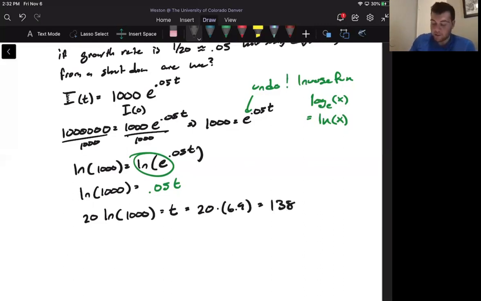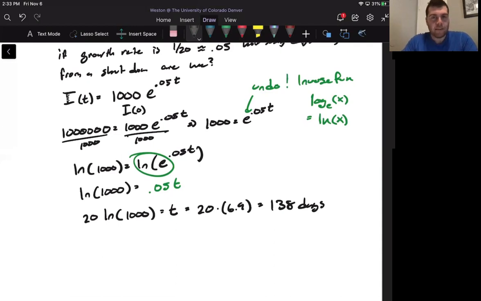And so we get 138, which is actually kind of fast, because 1,000,000 is 1,000 times bigger than 1,000. So it only takes 138, this would be days, for our infection to grow 1,000 times in size. So that's still pretty crazy. And that's with only a person infecting someone else, with probability 1 in 20 each day.